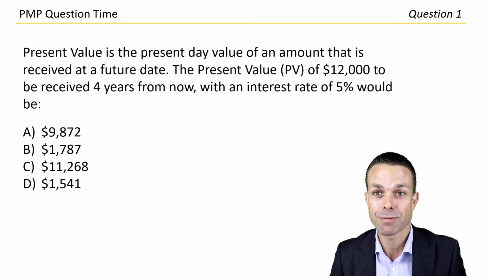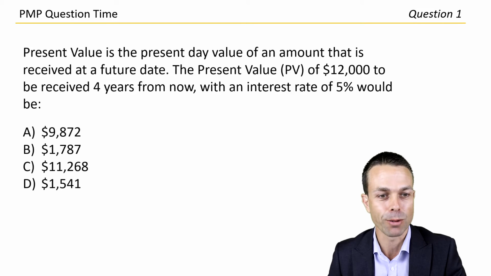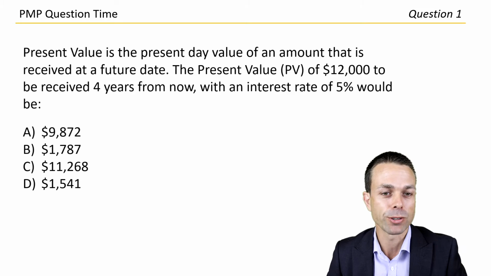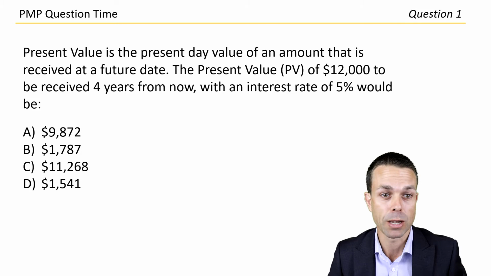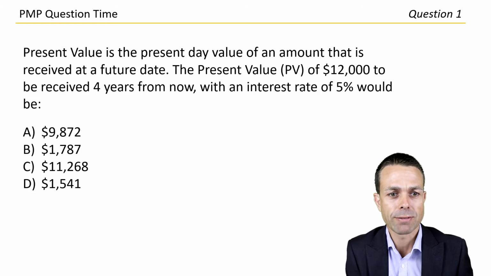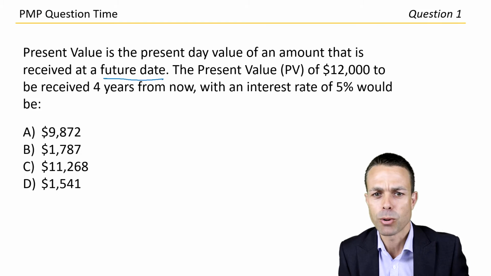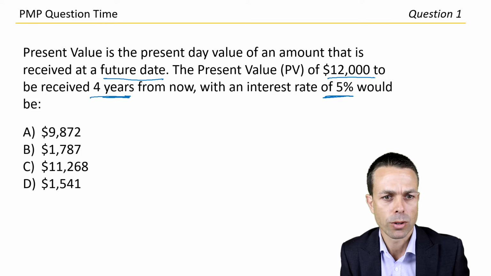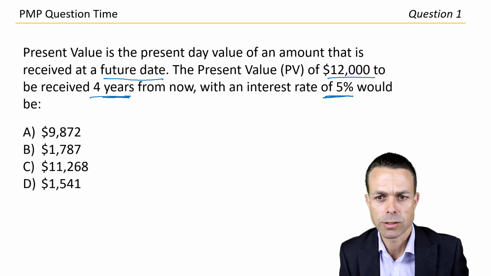Okay, so we've got present value. I love these ones. We've got future value, net present value, all of these ones for benefits that you'll see come across potentially in your PMP exam. It's the present day value of an amount that is received at a future date. The present value is $12,000 and that's received 4 years from now, and it's got an interest rate of 5%. So present value, $12,000 to be received 4 years.